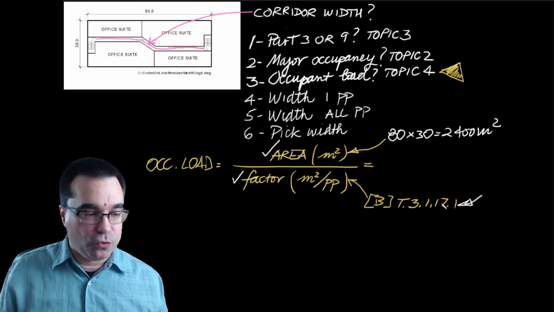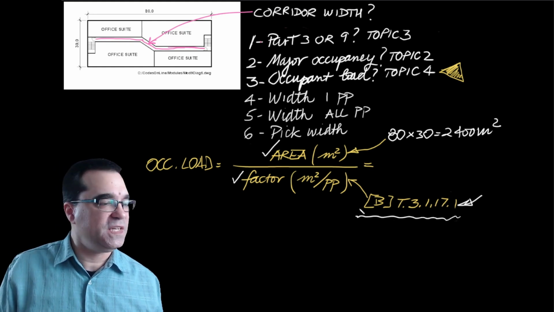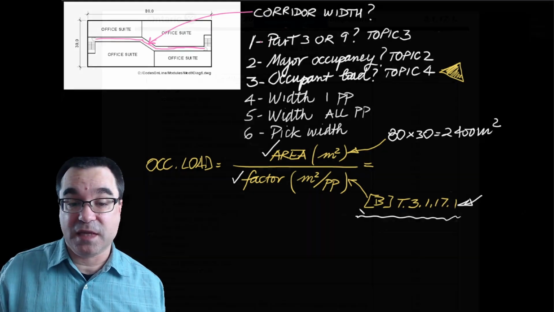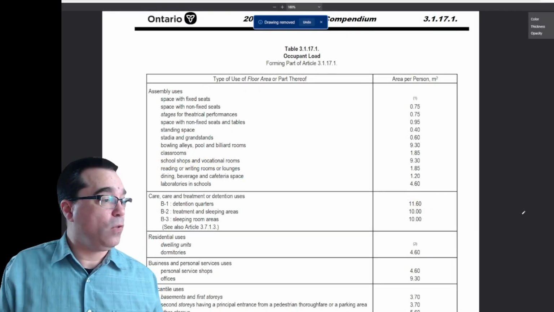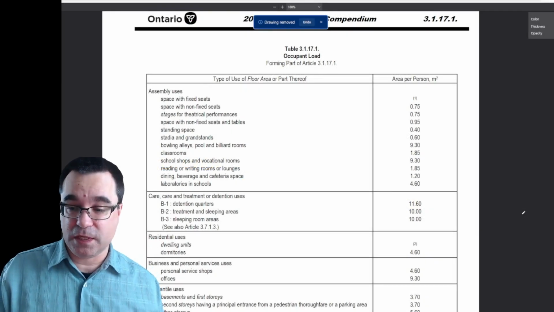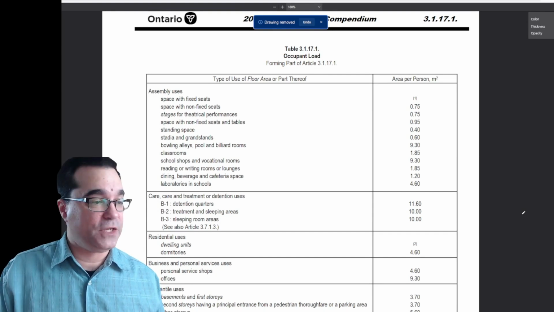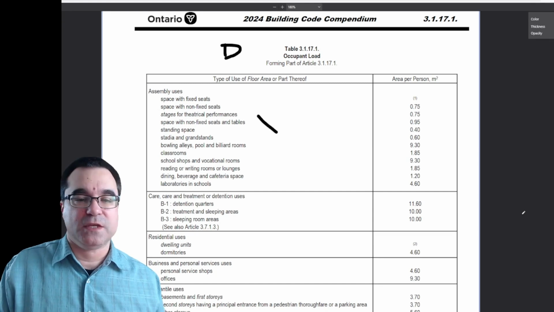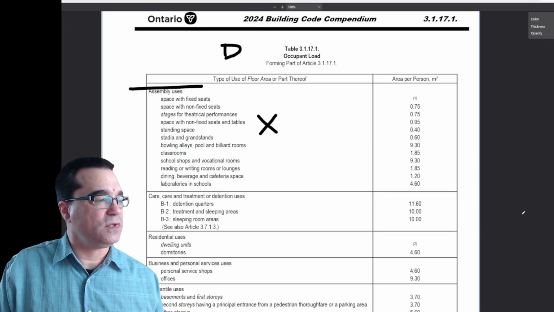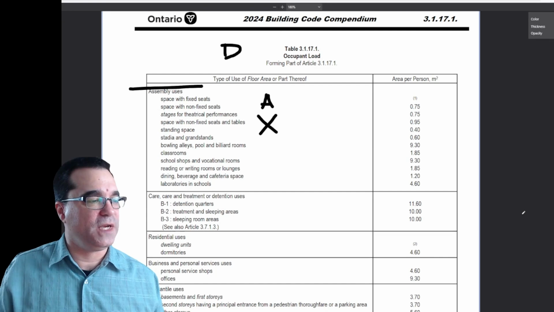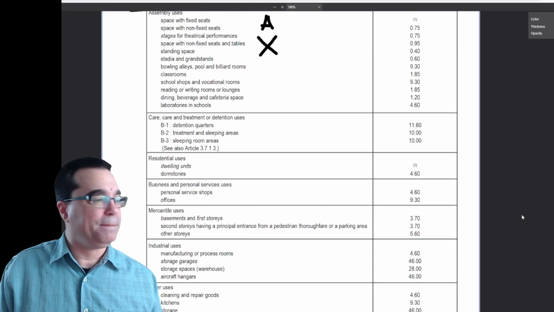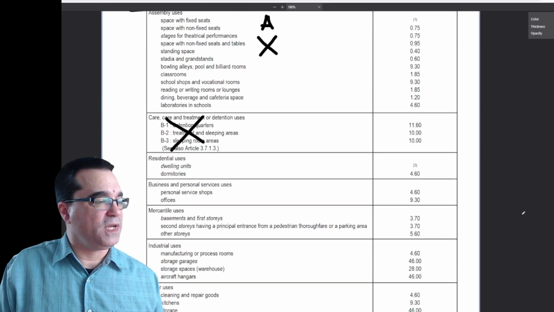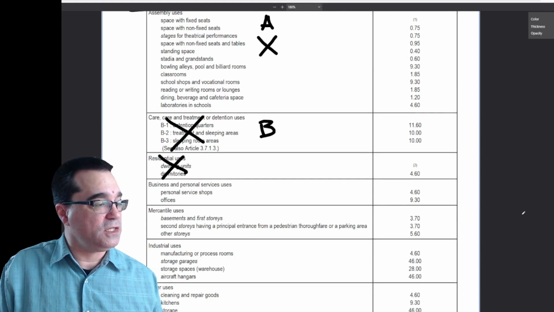Whereas the factor we have to get from this table. So let me bring up that table. So here is the table in question. Now we have to scroll through the table to find the relevant major occupancy. For our building, it's a D major occupancy. So it's not these ones here. It's not these ones here because this is A, major occupancy assembly. We don't care. It's not these ones here because these are B. It's not these ones here because these are C. It's these ones here because these are D.